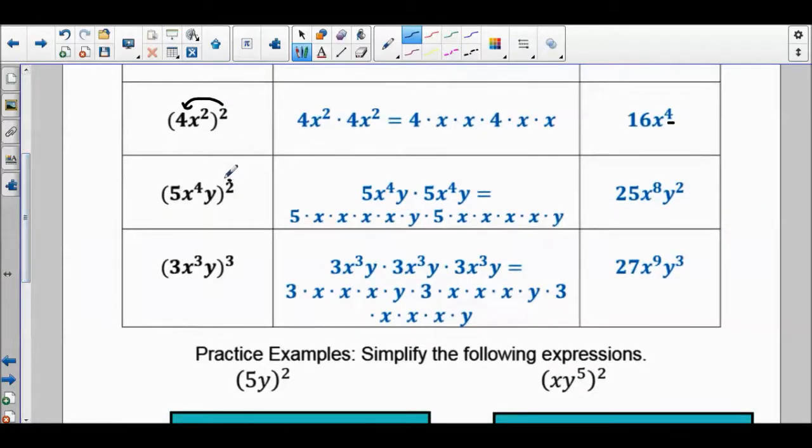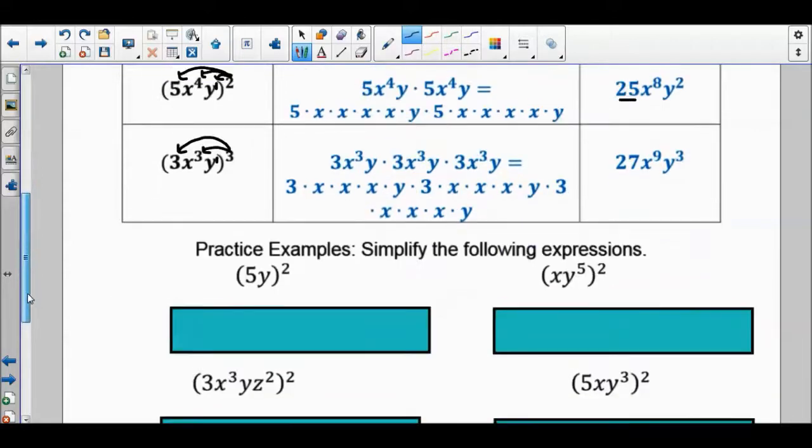Again, same thing here. We're going to take this 2 and distribute it to everything inside. It has to go to all the different numbers and all the different variables. So 5 squared would give us our 25. X to the 4th raised to the 2nd power, you would multiply those, so you would have 8. Then here y has an exponent of 1, so 1 times 2 gives us 2 for our y's. Our last one is the same exact thing. You take the 3 and you distribute it. So 3 to the 3rd power, 27. X to the 3rd power times that 3, we're distributing that in. 3 times 3 gives us 9. And then y has an exponent of 1 again, so 1 times 3 is 3.